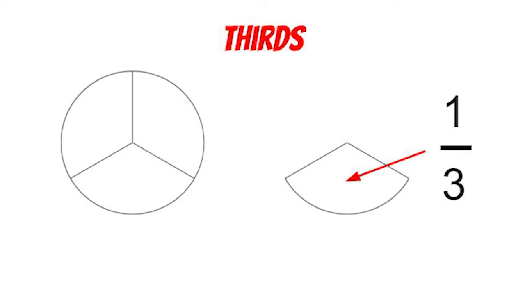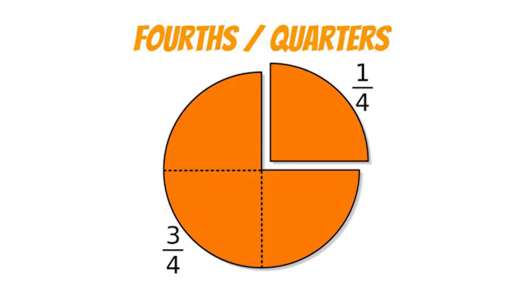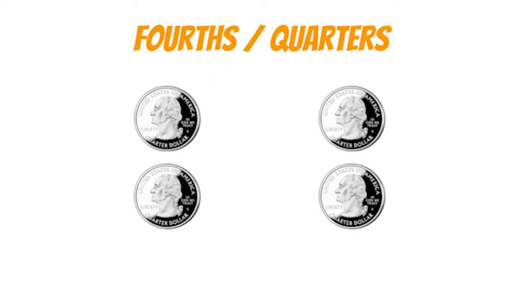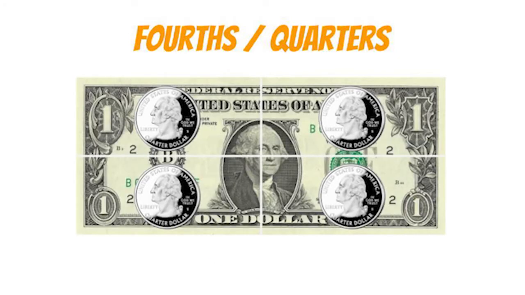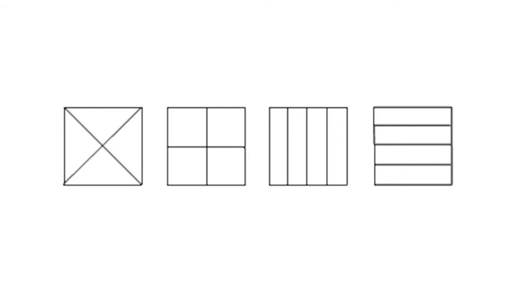There are special terms used for dividing into different numbers of equal parts. If you split something into 3 equal parts, we call them thirds. 4 equal parts are called fourths, or quarters, yes, like the money, because 4 quarters makes $1. It's also important to realize that sometimes there is more than one way to divide something into equal parts. For example, if we wanted to split a square into quarters, we could do it this way, or this way, or this way, or this way. All of these show equal-sized pieces, so they are all showing quarters.